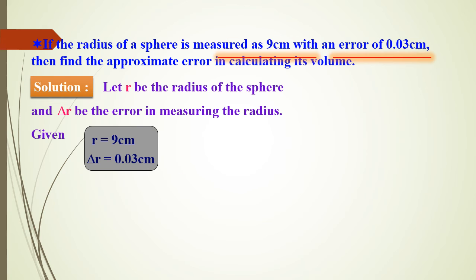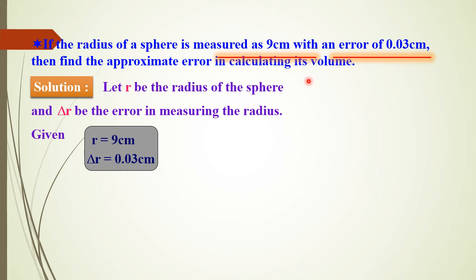When the radius of the sphere is measured as 9 centimeter with an error of 0.03 centimeter, find the approximate error in calculating its volume. The volume of the sphere formula is V equal to 4 by 3 pi r cube. The radius of the sphere is given as 9 centimeter, so r equal to 9 centimeter. There is some error in the radius, so delta r equal to 0.03 centimeter.